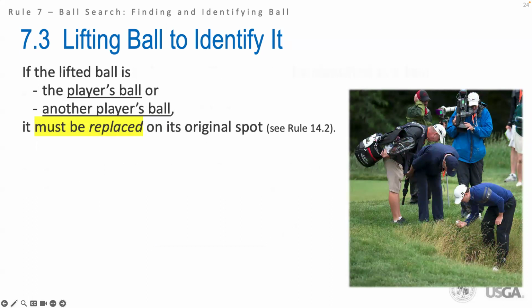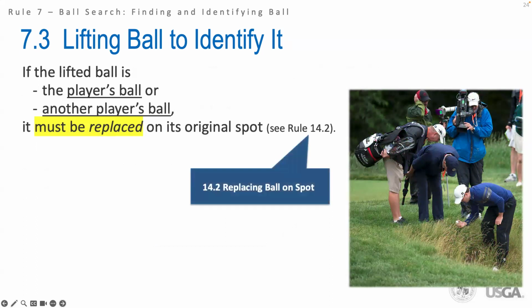So if the lifted ball is the player's ball or another player's ball, it must be replaced on the original spot. So again, we're getting that call out to Rule 14 where we get those procedures as to how to replace the ball on the original spot. Basically, it's putting it back the way that you found it in relation to the ground, in relation to everything else.